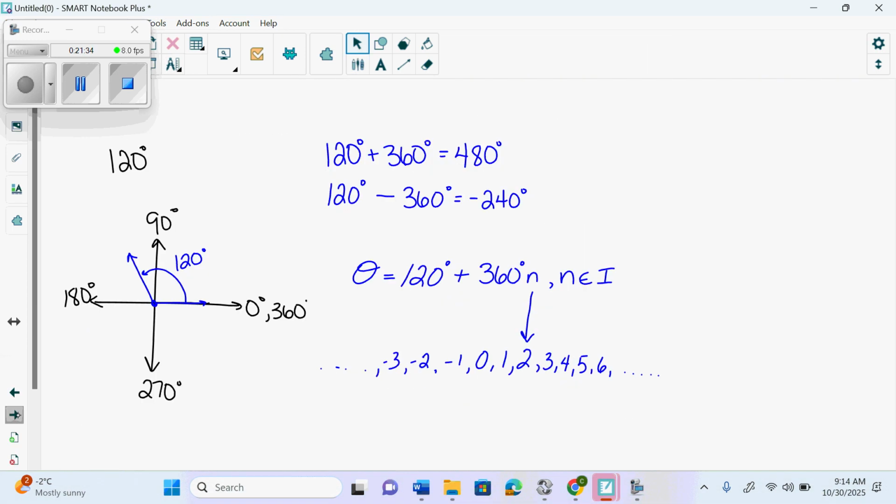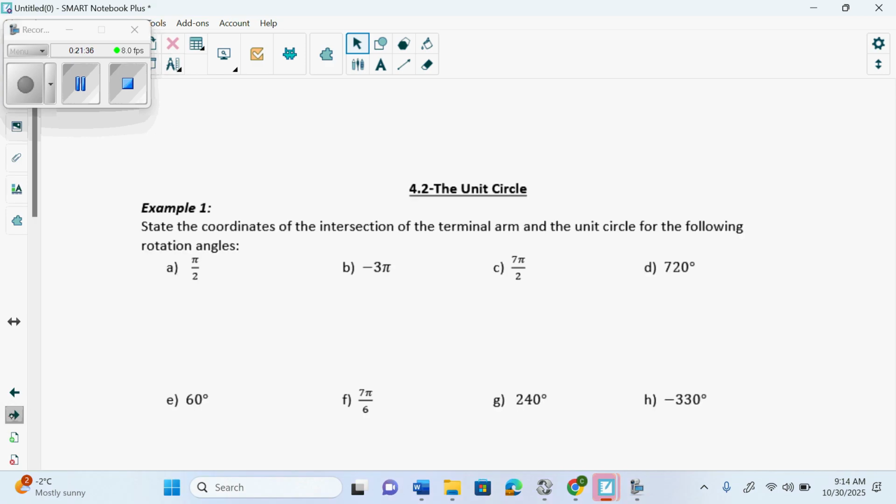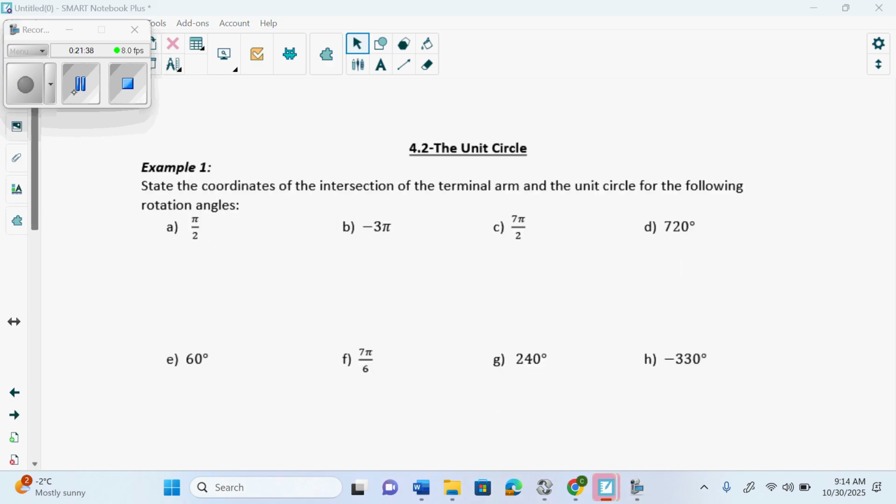Always read our guiding words, understand what it's asking us for, and there are always some hints to words that are given to you. If it ever says "on the unit circle," that means it has to fit that formula, correct?